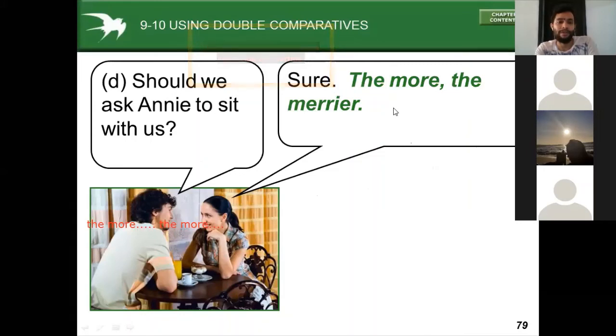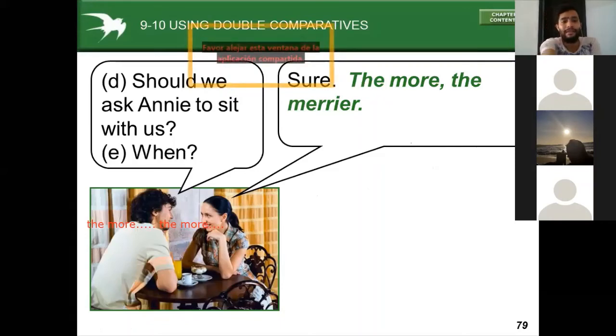So, let's continue. Should we ask Annie to sit with us? Sure. The more, the merrier. And then he says, oh, when? ¿Qué podría yo colocar si le pregunto cuándo? ¿Qué podría yo decir? Como... Entre más pronto mejor. Exacto, right? ¿Cómo sería eso en inglés? As soon as possible. No, eso es "tan pronto como sea posible". ¿Cómo sería entonces "entre más pronto mejor"?